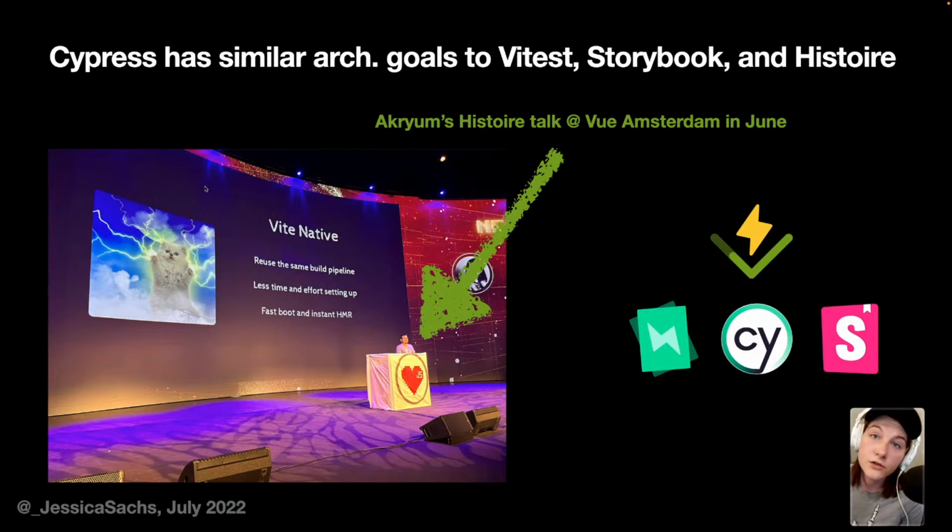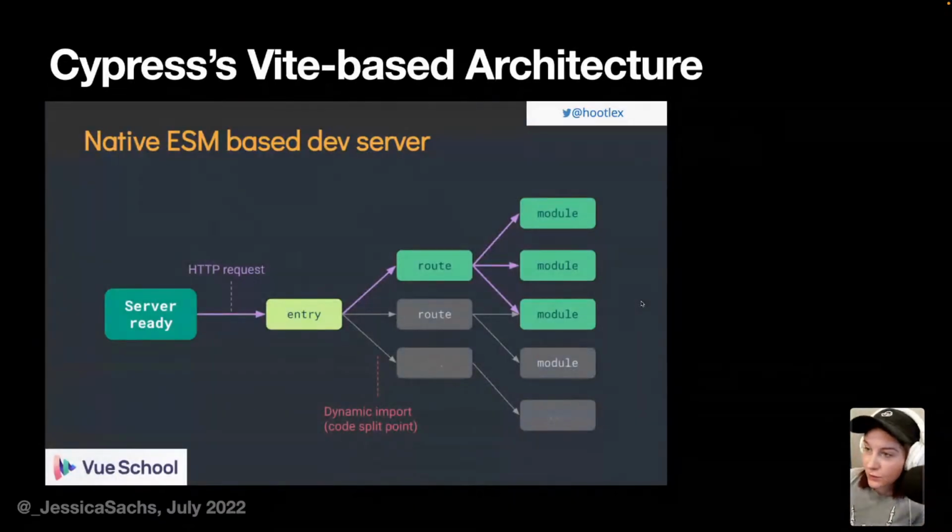So the architecture goals of Cypress, Histoire, and Vitest are to reuse the same build pipeline. And given that Svelte is a compiler, that's incredibly important, that you're using the same Svelte compiler in test that you are in production. Incredibly important. So let's see. Let's go on to the next.